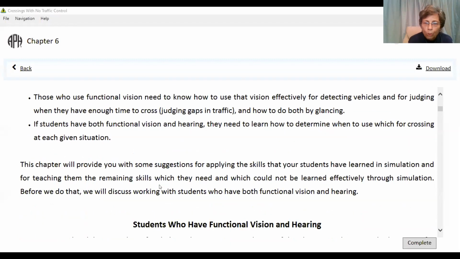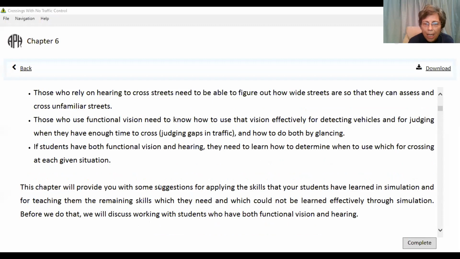This chapter will provide you, the instructor, with some suggestions for applying the skills that your students have learned in simulation and for teaching them the remaining skills that they need and which could not be learned effectively through a simulation. That's an important point, I'm glad you brought it up, whoever asked that, Kevin or somebody, that's huge. You're not done teaching when they're done getting these skills. This is just a really efficient way for them to get a particular set of skills, and then you take them on the road and apply what they learned. Maybe you find that they didn't really learn it, or maybe it works out great. Whatever it is, you're going to do as you always do and teach them in real life.